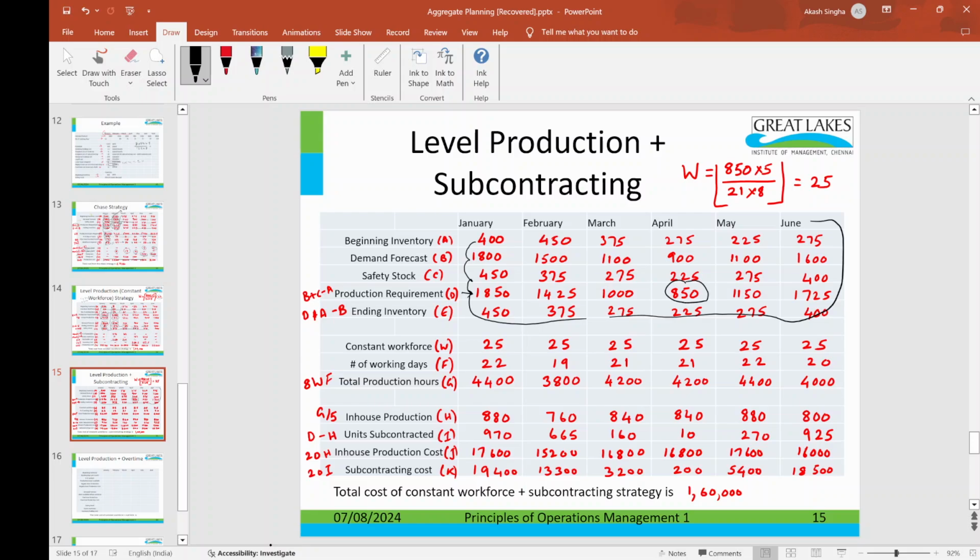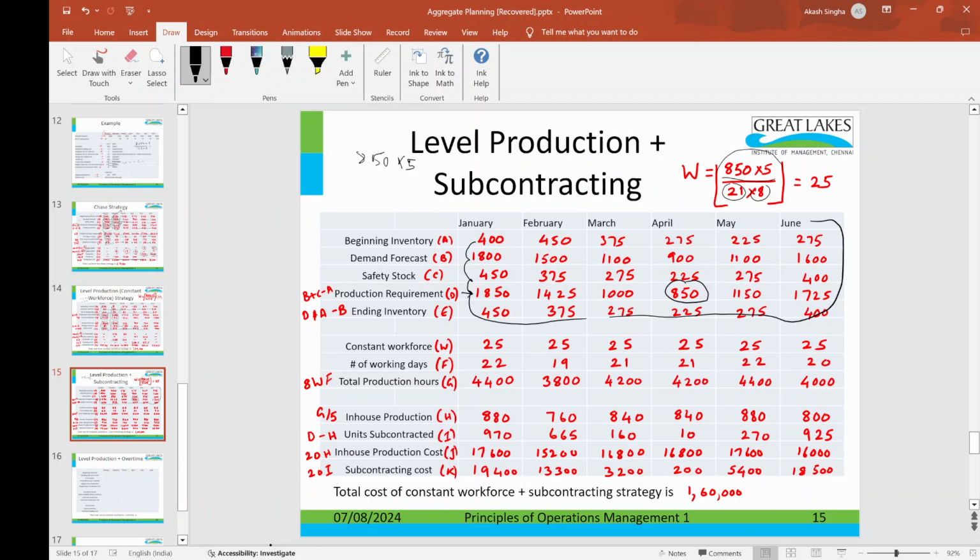So in April, 850 is needed, right? So now we have to see, in the lowest production month, how many people are needed, right? So if we calculate 850 into 5 is the total number of hours needed, and 21 days are there. So divided by 21 into 8 will be the total workforce which is needed, right?